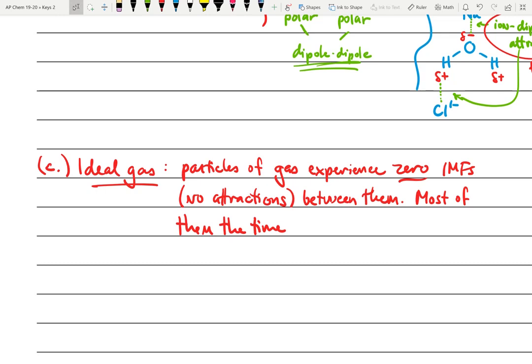Most of the time, gas particles are so far apart that they don't feel each other. There's so much empty space in between particles that they don't feel each other's presence. So they don't feel each other's attractions.